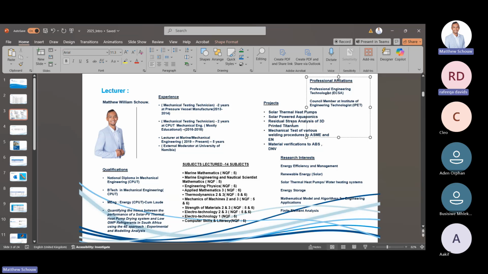Obviously, I've worked on a lot of other projects, which I'm not going to mention now. The former part used to be with materials, and now I'm going into solar thermal, and then there are some of my research interests. So that's me, right? I'm just going to stop that.